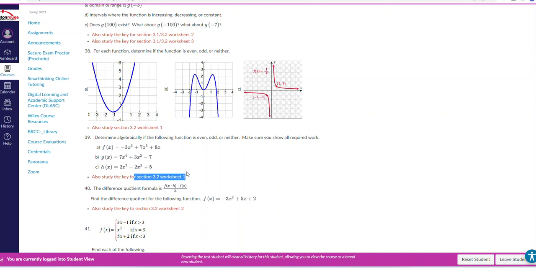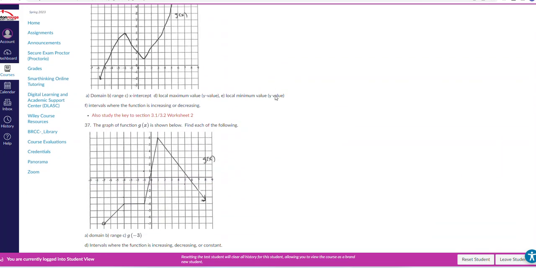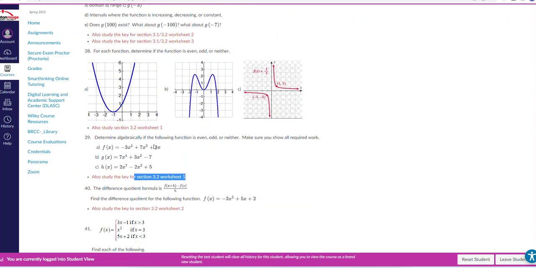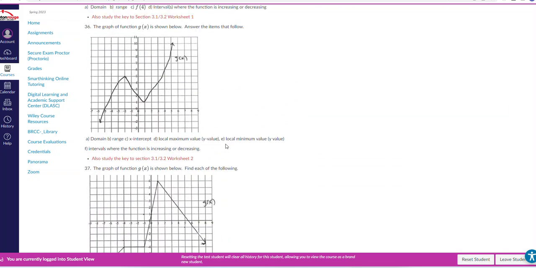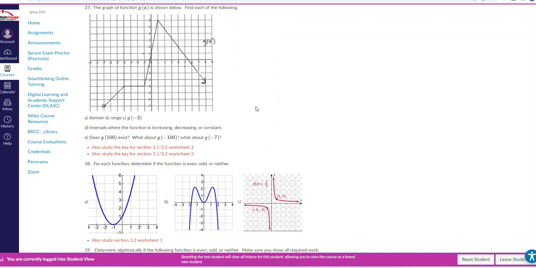There's a worksheet that went with it that you need to look at, but the key to those problems is also located here. That's where you have to use f of negative x. So remember, one thing I'm going to be looking at for this type of problem is whether you are finding f of negative x and then comparing that with the function. All right, so just make sure you're looking at that. And make sure you're looking at the rest of these problems, 42, 44 through 47.